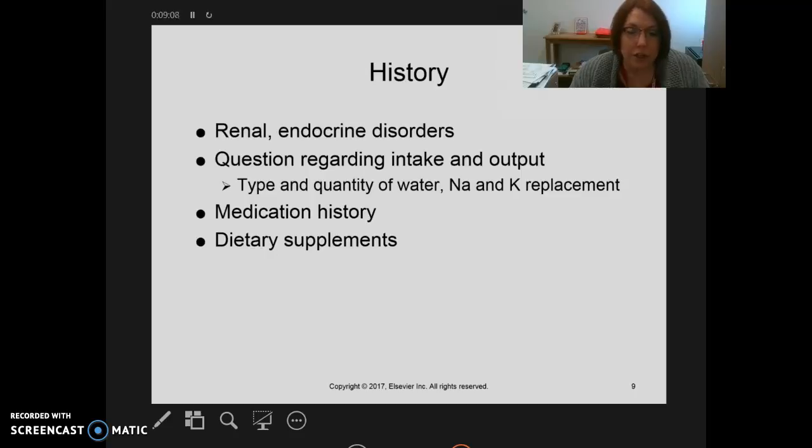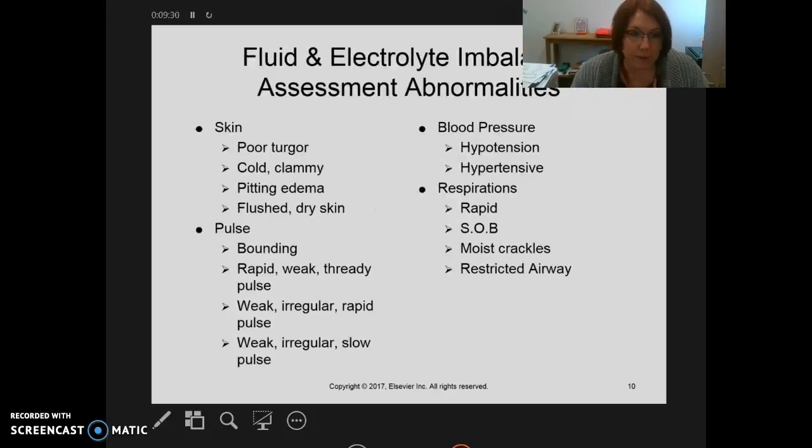You're going to learn about different diuretics, digoxin for cardiac, and all these types of medications you're going to learn as you go along, which can manifest and create problems with fluid and electrolytes in our patients. Dietary supplements as well. Are they taking sodium supplements, potassium supplements? Are they taking vitamins, things like that, that could create and manifest problems with fluid and electrolyte?